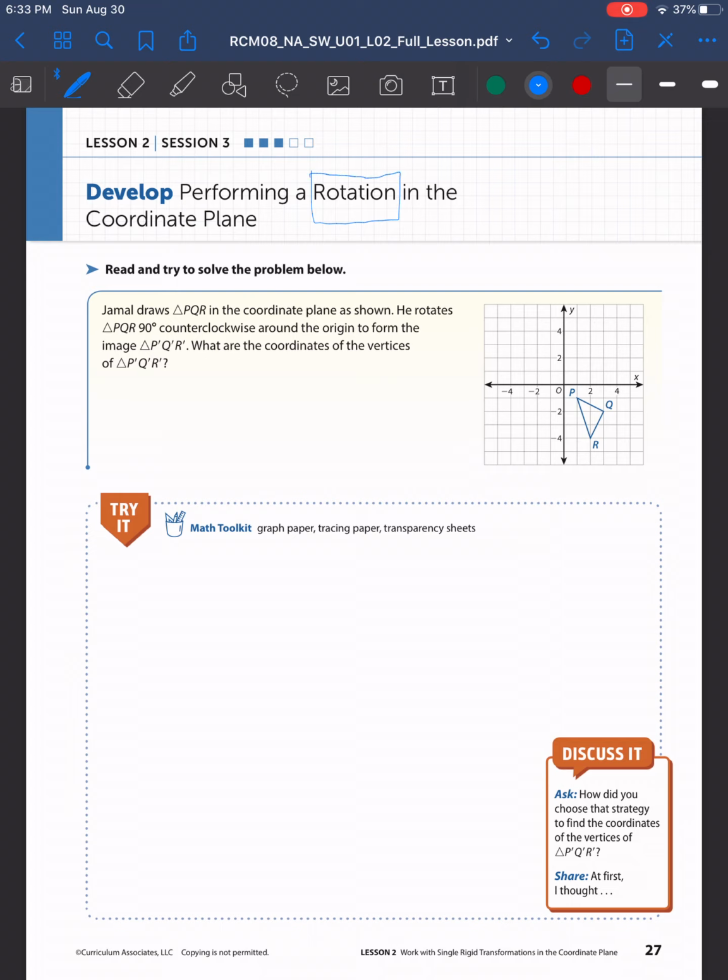Now rotations aren't my favorite. I think reflections and translations are definitely my favorite. Rotations are okay, they're whatever. But we'll get through it together, I guess.